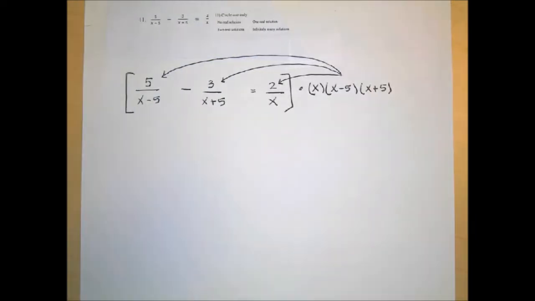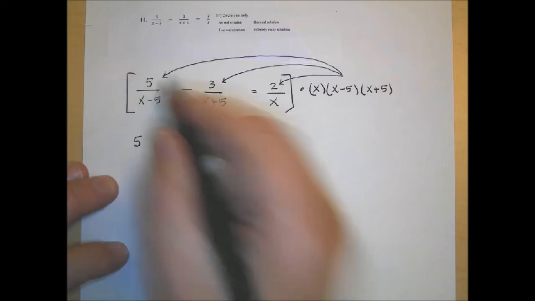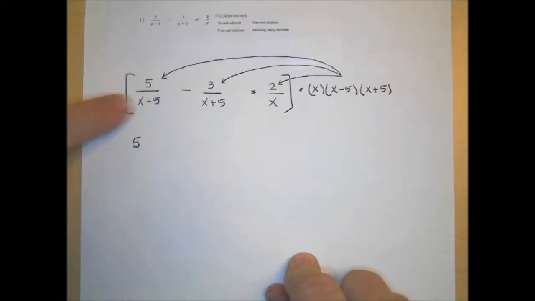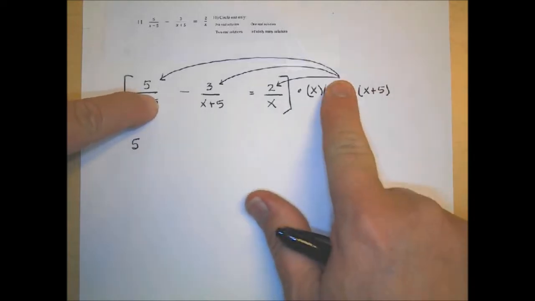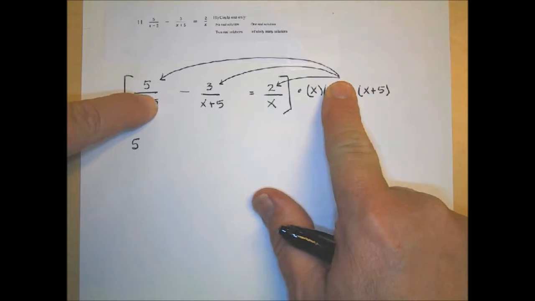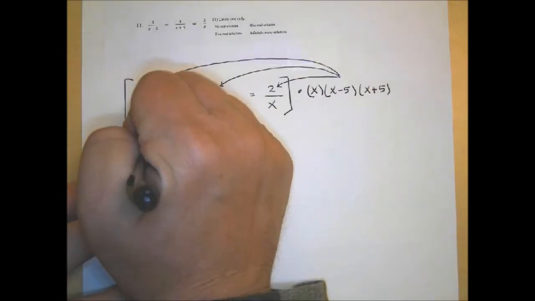Now, one by one, we're going to look at what cancels and what remains. So on this first fraction, I've got the numerator of 5, but this denominator of x minus 5 cancels with that x minus 5, so that first fraction that has a 5 in it needs to get multiplied by x times x plus 5.